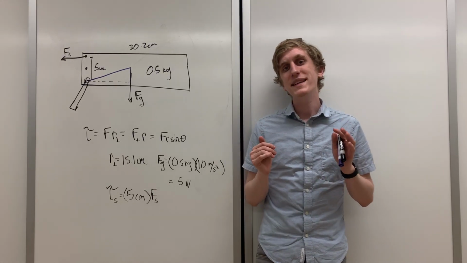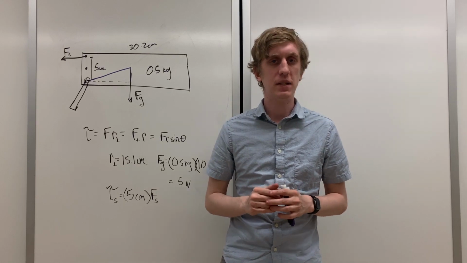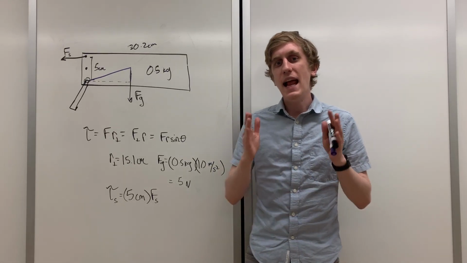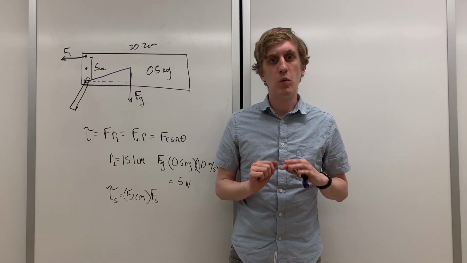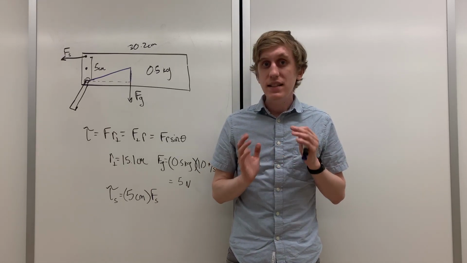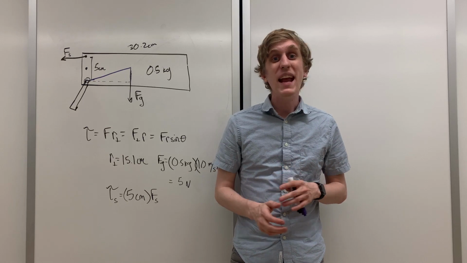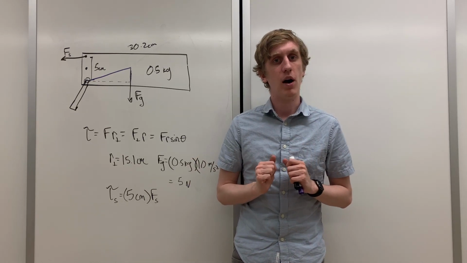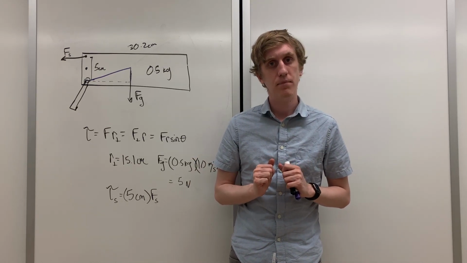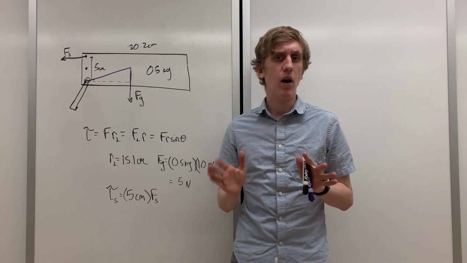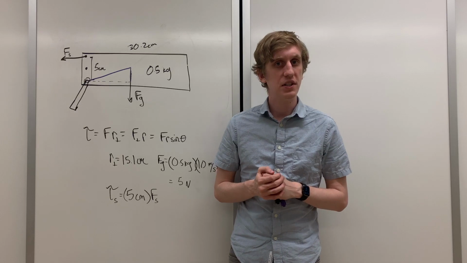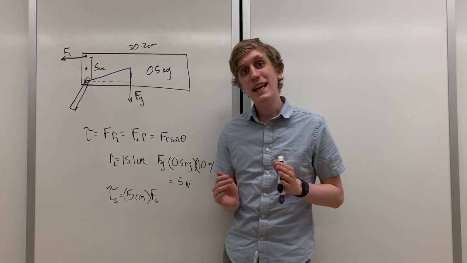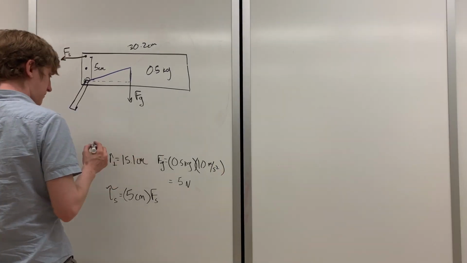With forces, we said that if the momentum of the object was not changing, then if we add all the forces on the object up, they have to be equal to 0. It's the same thing with torques. If the angular momentum of the object is not changing, then if we add up all the torques on the object, they also have to be equal to 0. So let's just write that out.